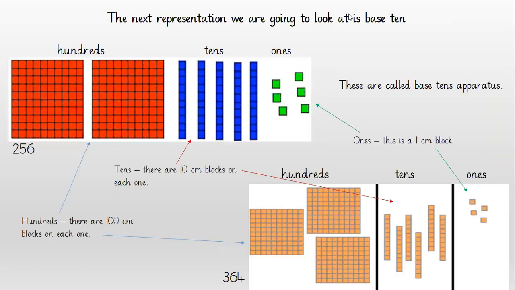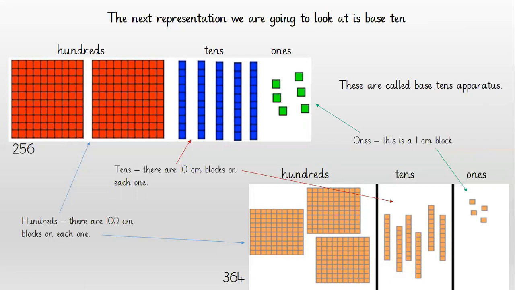The next representation we're looking at is base 10. Now these are called base 10 apparatus. These are what we use at school. And if you don't have these at home, it's quite easy to use lots of other things, which we will talk about. Now, these large blocks are called the hundreds.